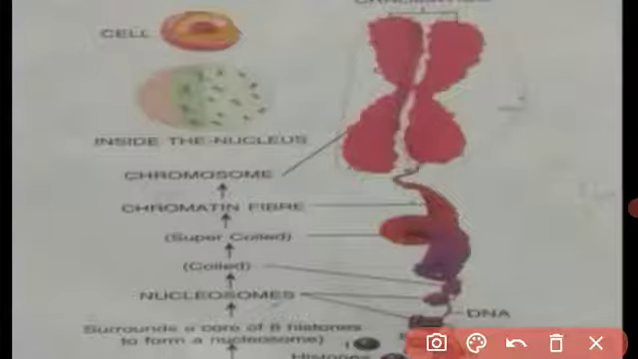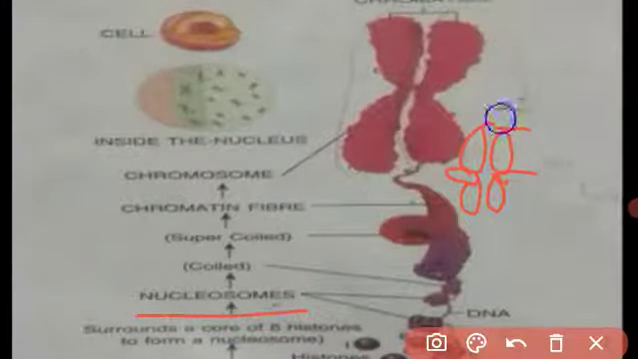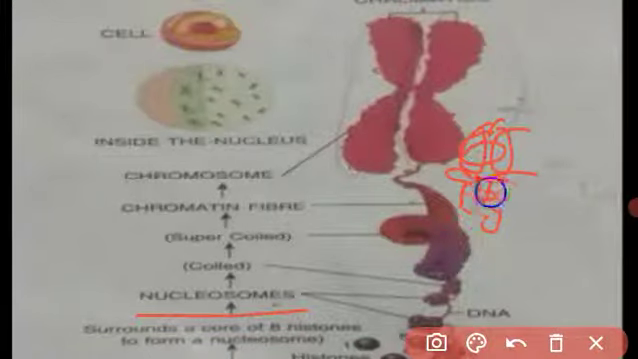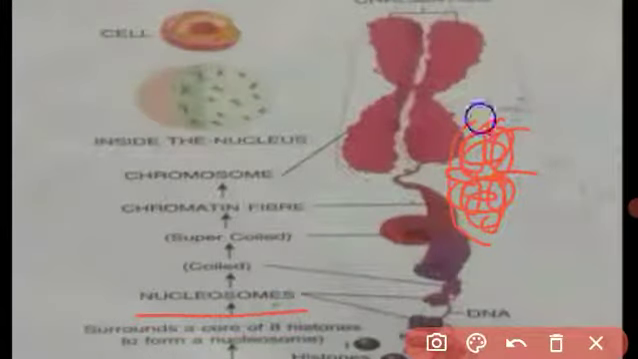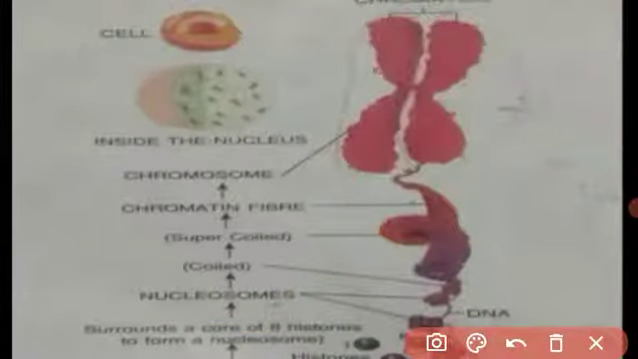Got it? Each chromosome contains millions and trillions of nucleosomes. Nucleosome means there are 8 histones. Histone is a protein molecule that wraps the thread-like DNA. This structure is called a nucleosome, and each chromosome contains millions and trillions of nucleosomes. Understood, students? See, this thread is called the DNA.